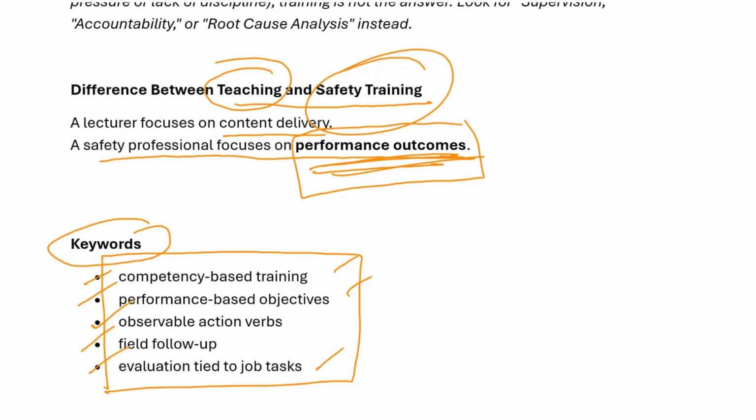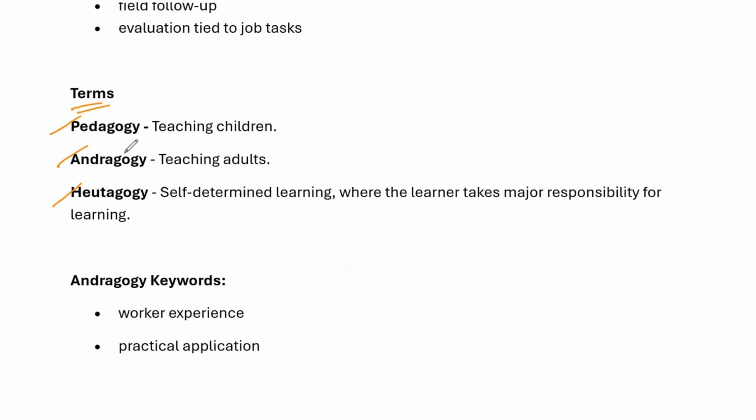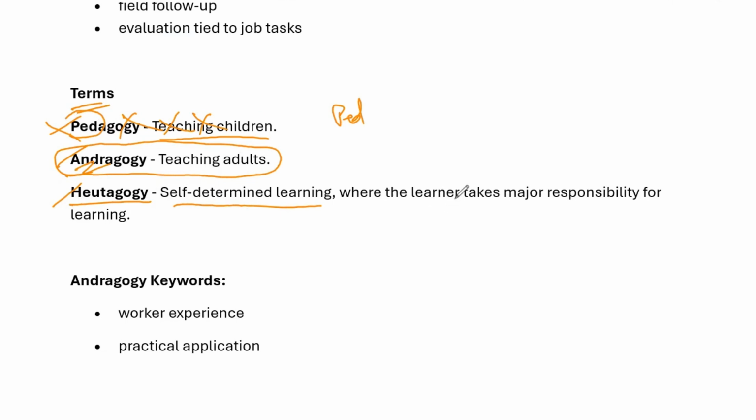Okay, now there are three terms in training: pedagogy, andragogy, and heutagogy. Pedagogy means what? Ped means what? Pediatrics. Pediatrics is for children. So teaching children, word by word, what is this, what is that, cat, mat. So that is pedagogy. We are not talking about pedagogy, we don't want pedagogy. Okay, andragogy, andro means what? Adult teaching. Heutagogy means self-determined learning. You are learning by yourself, where the learner takes major responsibility for the learning. Okay, here we are talking about heutagogy.